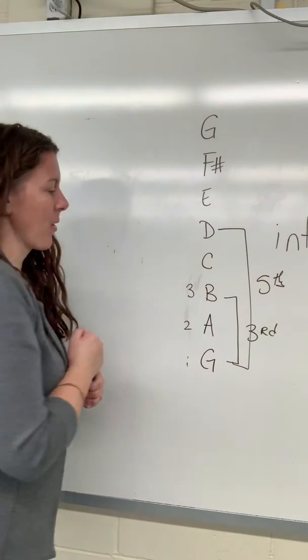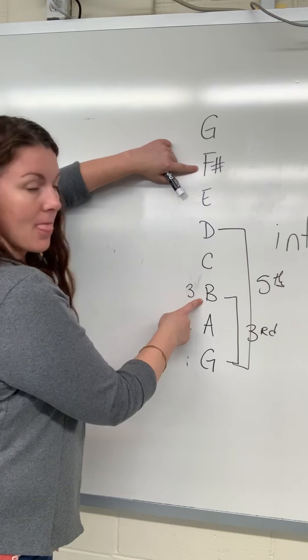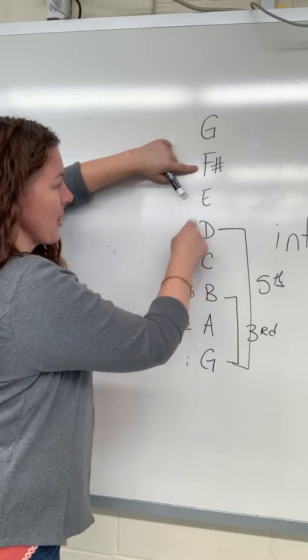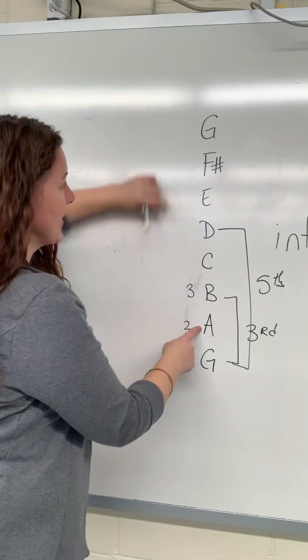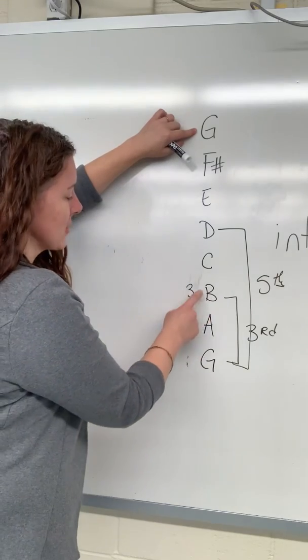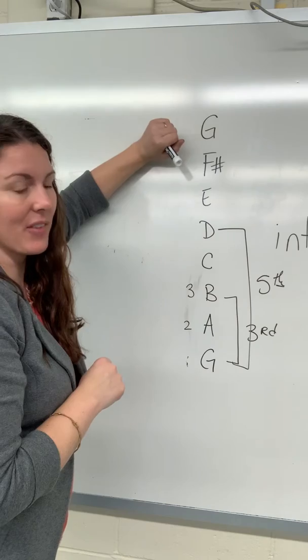Let's do a couple other ones. How about the distance from B to F sharp? 1, 2, 3, 4, 5. The distance is a fifth. How about A to G? 1, 2, 3, 4, 5, 6, 7. The distance is a seventh.